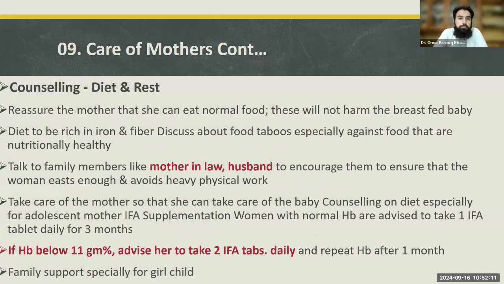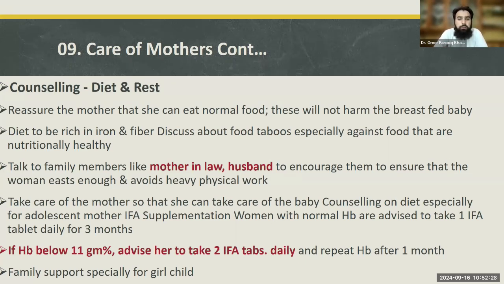And the counseling should be about diet and rest. Reassure the mother that she can eat normal food. These will not harm the breastfeeding baby. Diet to be rich in iron and fiber. Discuss food taboos, especially against foods that are nutritionally healthy.